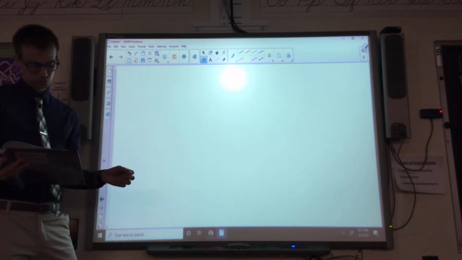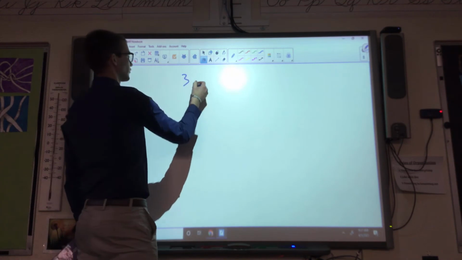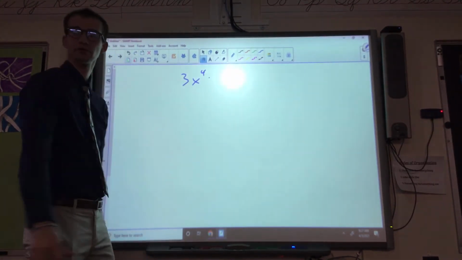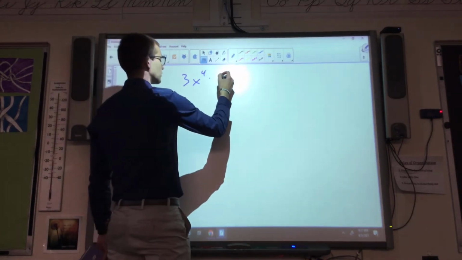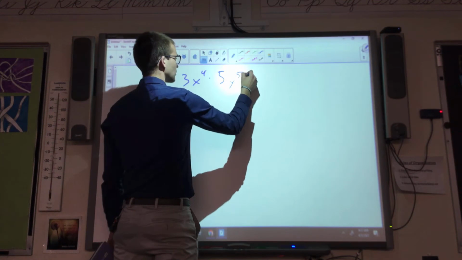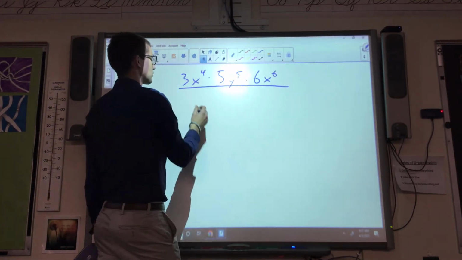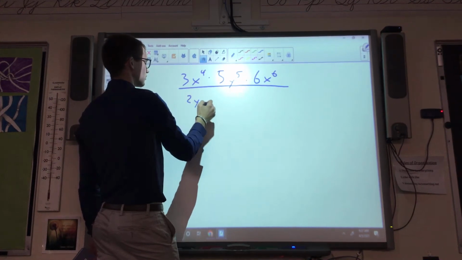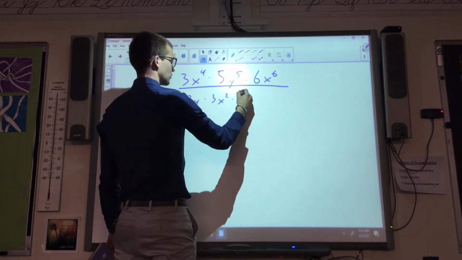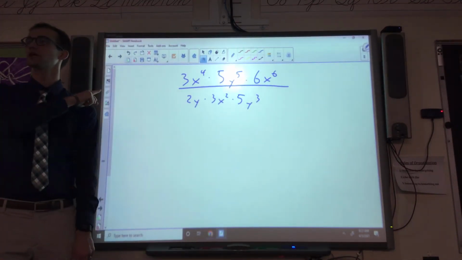Top of page 22, 3x to the 4th. Frank, can you read the rest of that for me? Yep, top of page 22, 3x to the 4th times 5y to the 5th times 6x to the 6th, over 2y times 3x to the 2nd times 5y to the 3rd. Okay, so what's the first thing I have to do on the top?